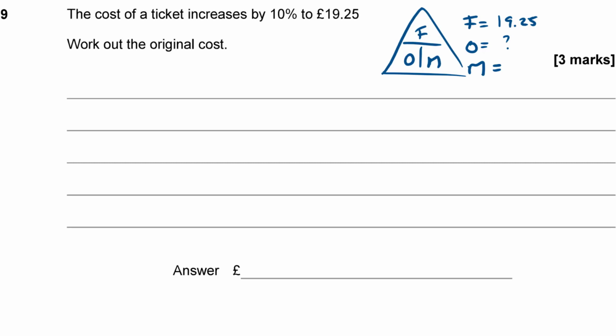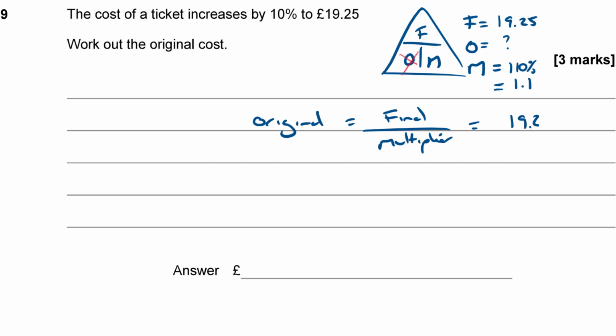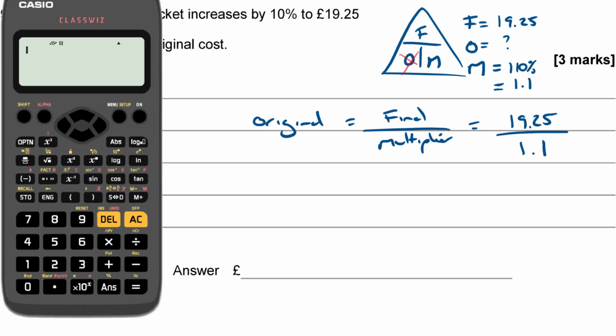So if I start with 100 and I add on 10, I've now got 110%, which as a multiplier is 1.1, isn't it? Okay. So I want the original, so let's cover that up, and that means my original is equal to final divided by multiplier. Original equals final divided by multiplier, which in this case is £19.25 divided by 1.1. This is a reverse percentage question, isn't it?